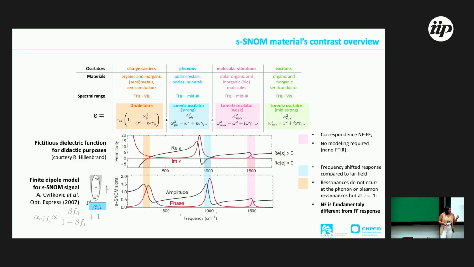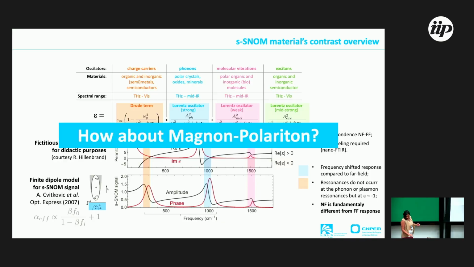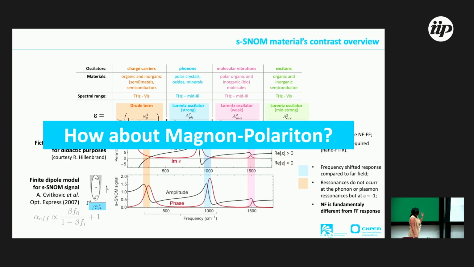First of all, when we study excitons, the main signal is in the visible, and it's very hard to focus the wavelength of the visible radiation with the FEM tip. They are almost the same size, and there is another technique that can do it easily. And the question that I will try to discuss with you until the end of my presentation is: how about magnons? We can do that using s-SNOM.